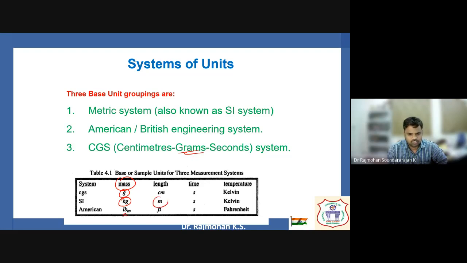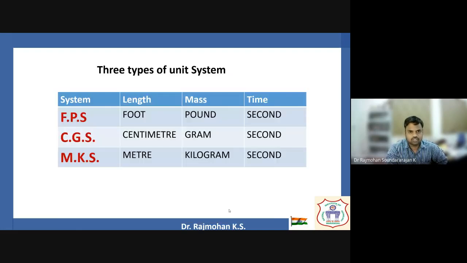The unit of length in SI is meter. In CGS, it is centimeter, as the name indicates, and in the American system it is feet. The unit of time is second in all three unit systems. The unit of temperature is Kelvin in CGS and SI units. In American units we represent it as Fahrenheit. Okay, so as a table you should know that the FPS system, CGS system and MKS system are three types of systems where length is referred to with foot, centimeters or meters, mass is referred to as pound, gram and kilogram, and time is referred to as seconds.